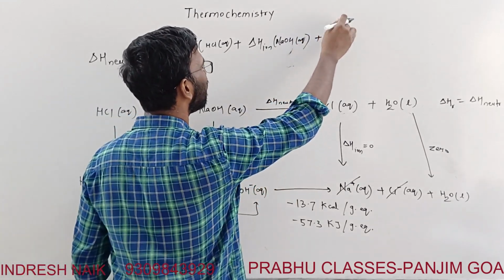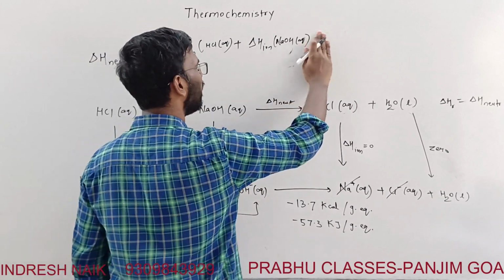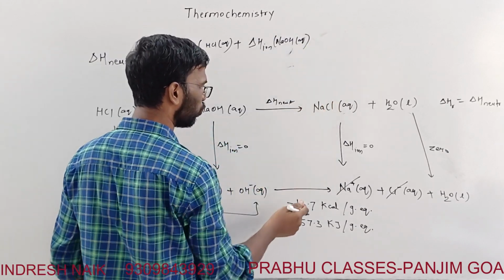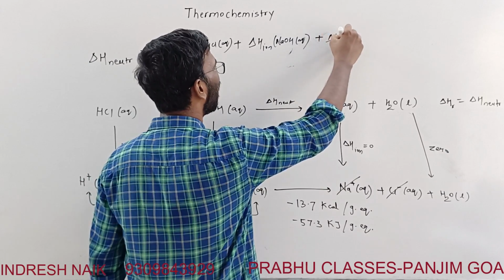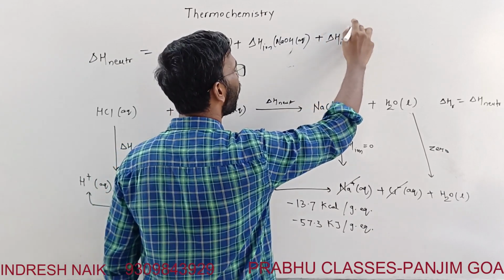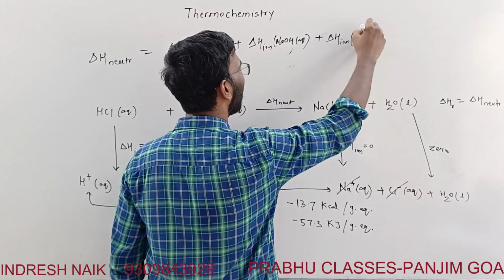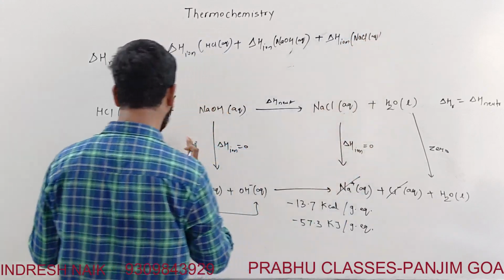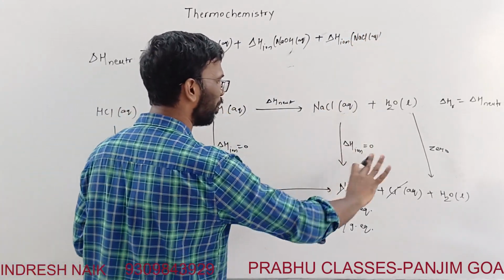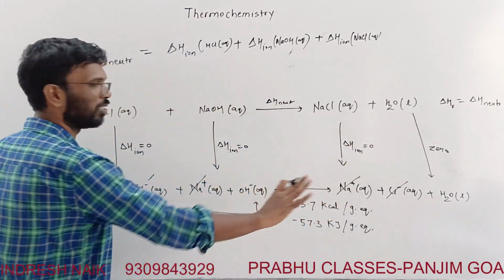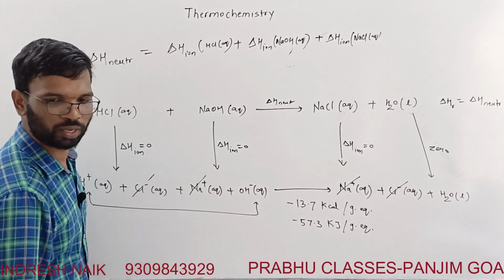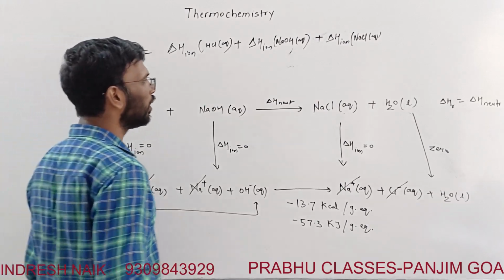So what I'll write is this value. We'll add this also: enthalpy of ionization of NaCl aqueous. I am adding this. See, they are in the same direction. So this is equal to this plus this plus this plus this plus this, according to Hess's law. That is what we can conclude over here.